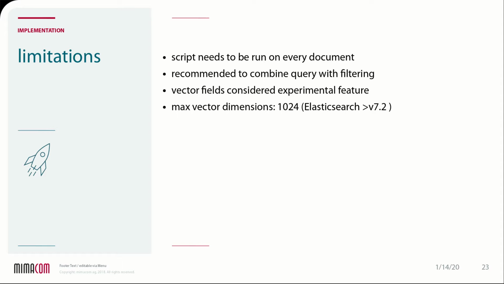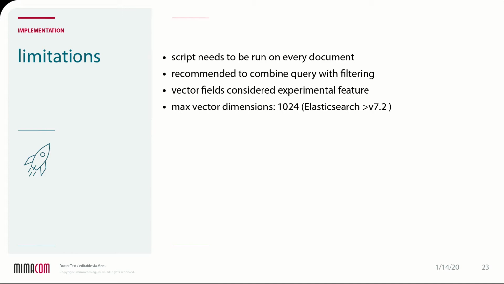Also, vector fields are still considered experimental according to the documentation, but I think there will be some improvements ahead. There's still some activity on GitHub, and I think we will see further improvements in regards to vector fields. Right now, the dimension limitation for vector fields is 1024. That's starting from Elasticsearch 7.2. Previously, it was 512, I think.